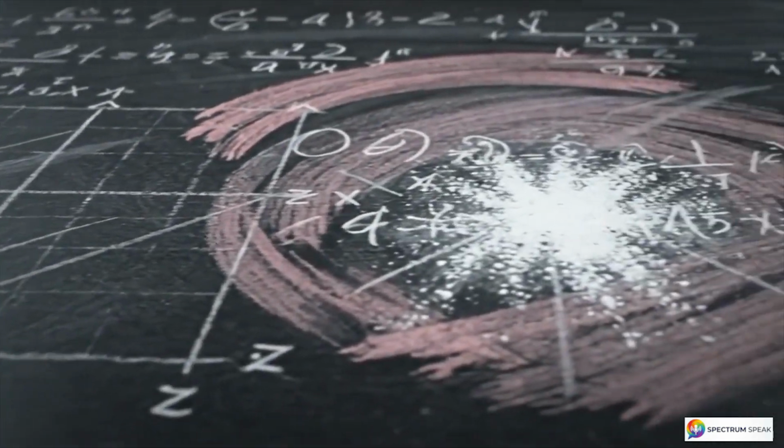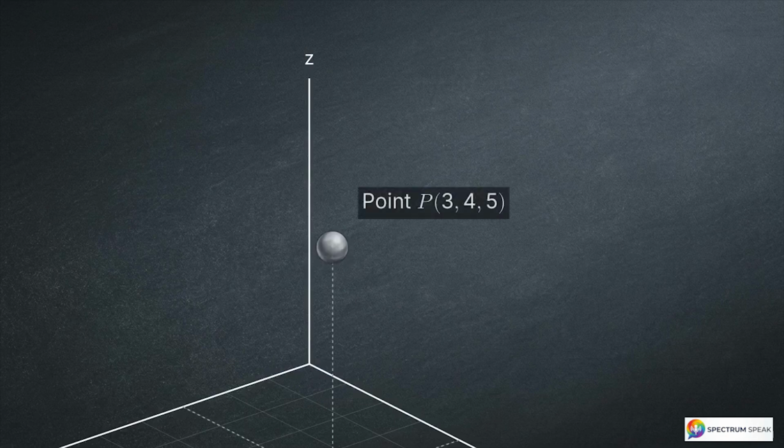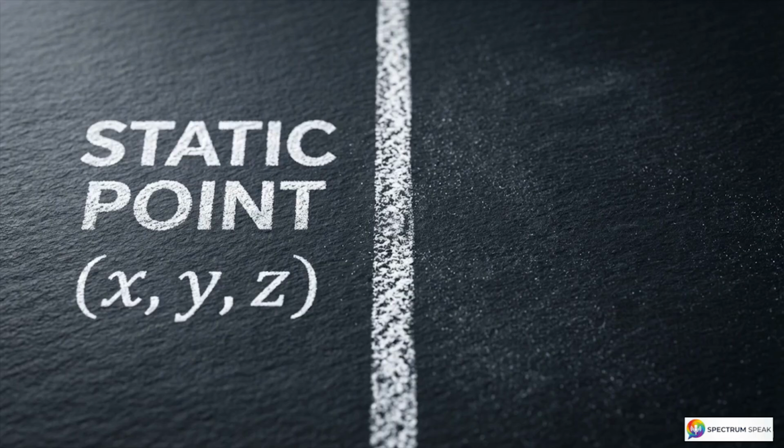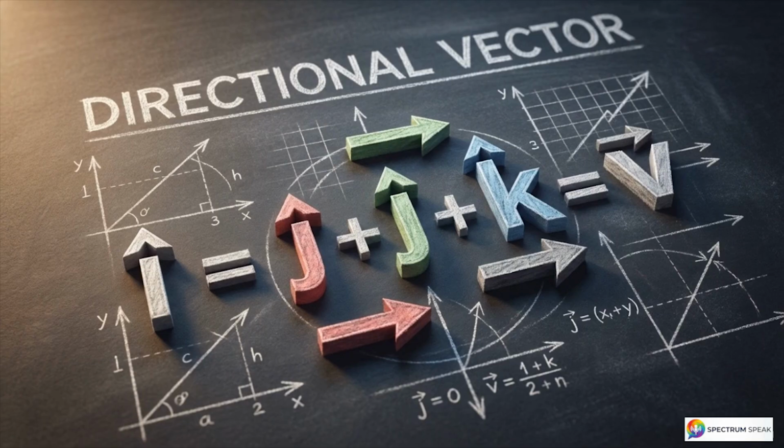A simple point is entirely static. It exists at a single coordinate and does not exert influence. A vector field is dynamic. Its magnitude and direction actively change depending on where you evaluate it in space. Treating a static location as a directional force will break your equations. Keep points and vectors completely separate in your notation.